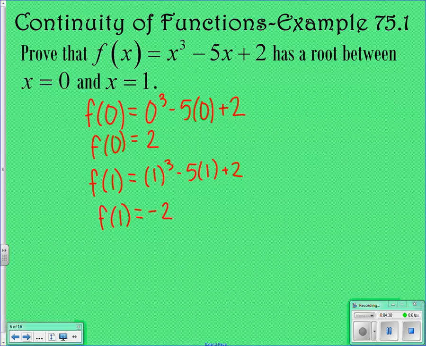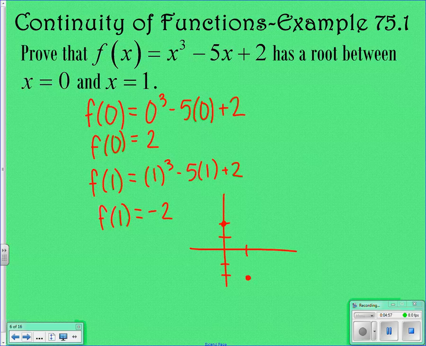And so it wants us to use the intermediate value theorem to prove that there's a root between 0 and 1. Well, if I sketch this out, when I plugged in 0, I got 2. And when I plugged in 1, I got -2. Well, if this is a continuous function, it has to go from one point to the other. And so at some point, it crosses the x-axis. And that is what a root is, where it crosses the x-axis.